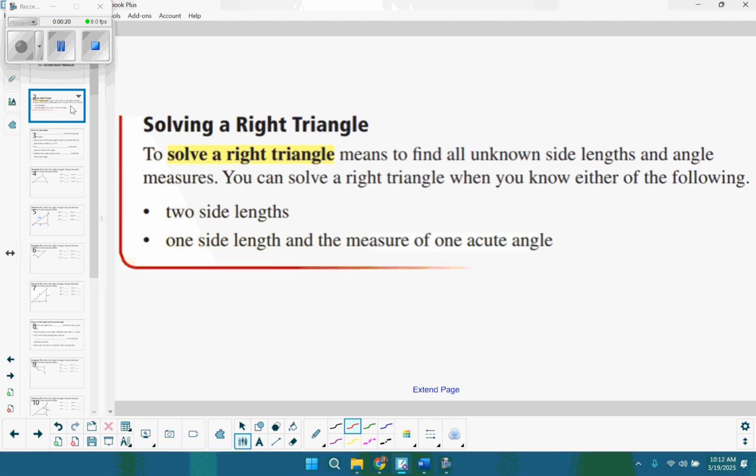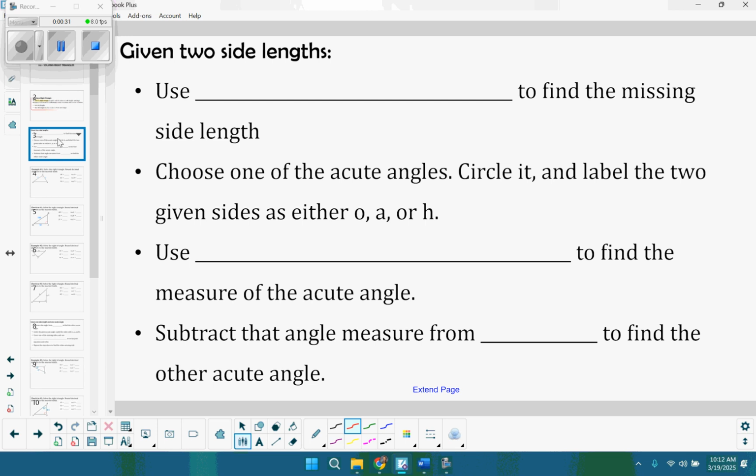One is if we're given two of the side lengths and the right angle, and one is if we're given one side length and an acute angle and the right angle. We always have to know it's a right triangle to be able to do this. If we're given two side lengths, we're actually going to use the Pythagorean theorem to find the missing side length.